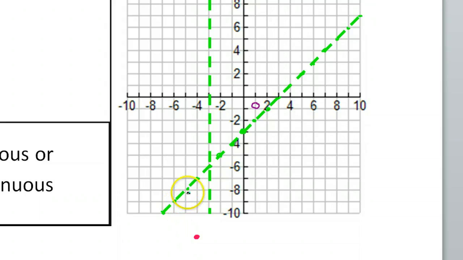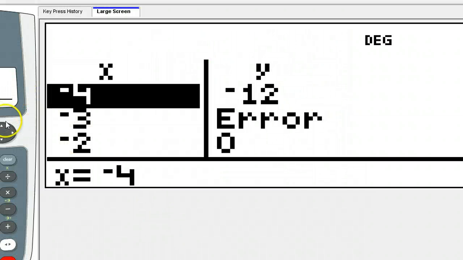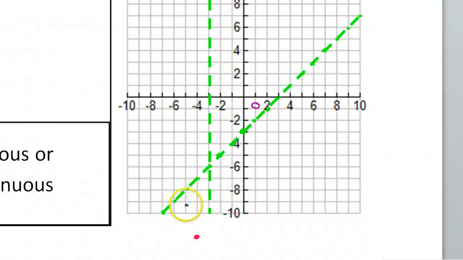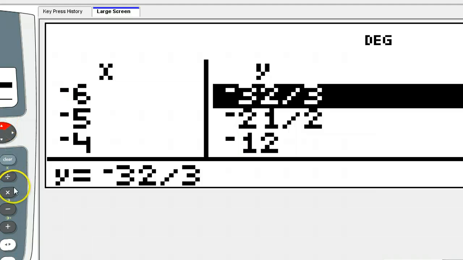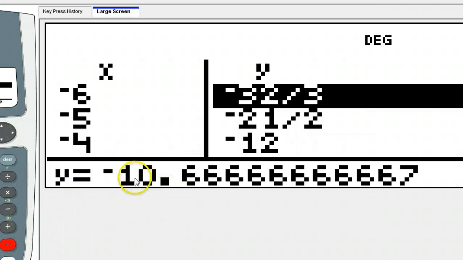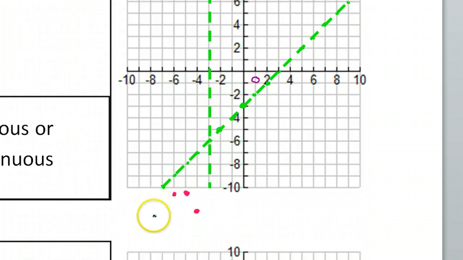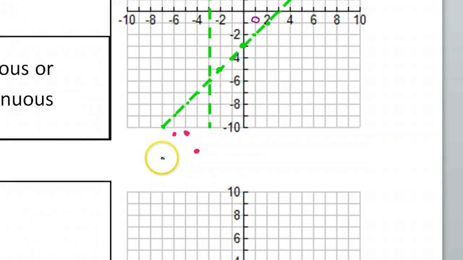Okay, what about negative 5? Okay, at negative 5 we're at negative 10 and a half. So that would be like about here. Okay, what about negative 6? Alright, that's negative 10.6. It's almost the same, but maybe a slight amount lower. Okay, so I sort of see what's happening here.